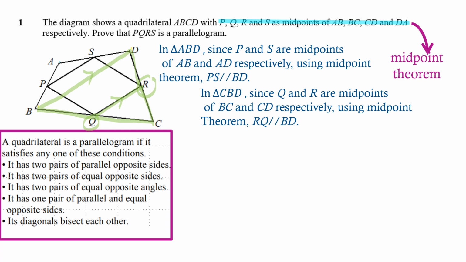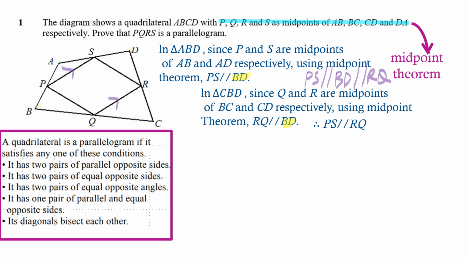If you look at it, can you see that this is the connecting agent? PS is parallel to BD and BD is parallel to RQ. So what is the conclusion that we can say here? Yes, therefore PS is parallel to RQ. So that is one pair of parallel opposite sides. We need to find another pair.